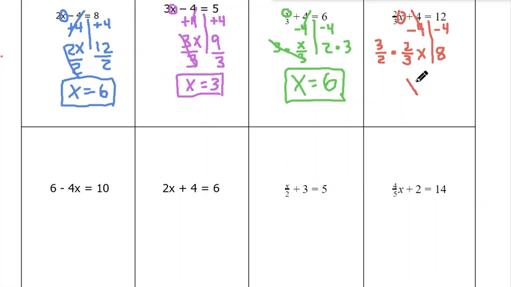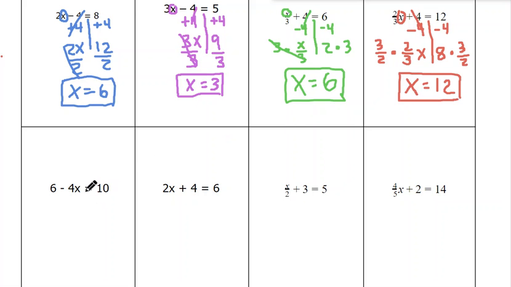We want 1x. Right? And whatever I do to one side, I have to do to my other side. So I can times that 8 by 3 over 2. 8 times 3 is 24. 24 divided by 2 gives me 12. So my answer is x equals 12. All right, let's do one more problem together. Let's do this bottom left one.